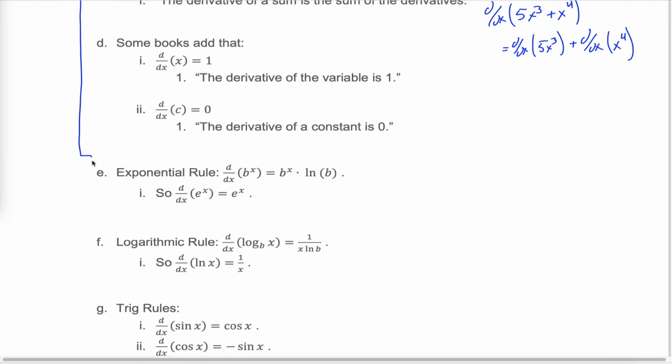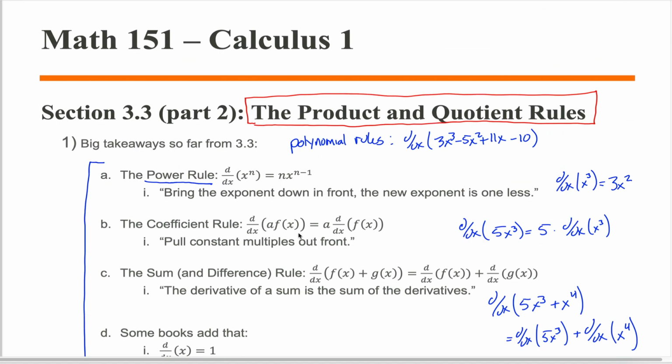The way I categorize these, the next group in my head, involves exponential and logarithmic functions. The exponential rule tells you the derivative of b to the x equals b to the x times the natural log of b. The only comment that I have here is b is the constant. So this works on things like the derivative of 2 to the x power. So don't confuse that with the derivative of x to the 2 power, which is something you would figure out using the power rule.